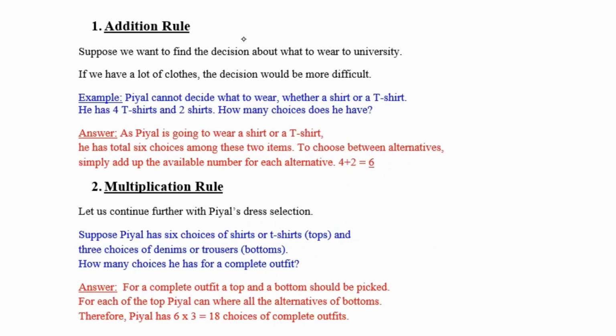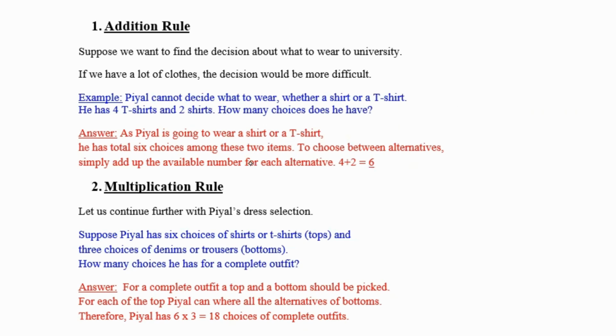So now we have the first rule that we are going to learn about, and that's called the addition rule. You will see that this addition rule is not much different from the same old addition that you have been doing throughout your school life. So suppose you want to decide what to wear to university. Well, yes, you are in university now. And if we have a lot of clothes, the decision would be more difficult. It's simple, right? Because the more things you have, the more that you have to count. The concept here is that the things that we are counting are on the same level.